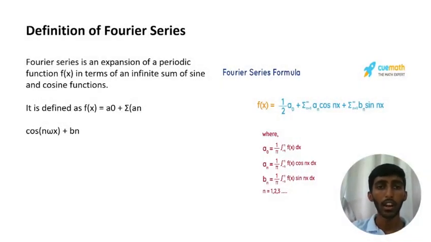Let us see the definition of Fourier series. Fourier series is an expansion of periodic function f of x in terms of an infinite sum of sine and cosine function. As you can see in the picture, Fourier series formula.